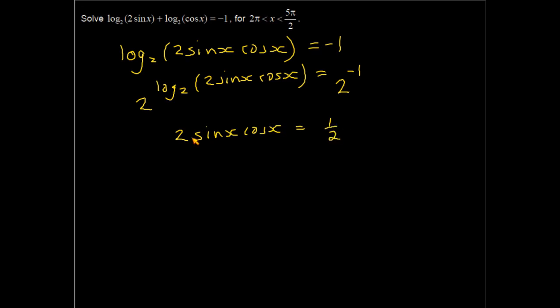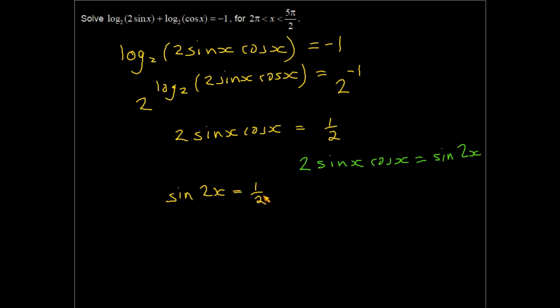Now, what I need to do next is recognise that this is the double angle formula. So the double angle formula says that 2 sine x cos x is equal to sine 2x. So I can replace this with sine 2x, so I can say sine 2x is equal to 1/2. Now I'm in a position to work out what this is.